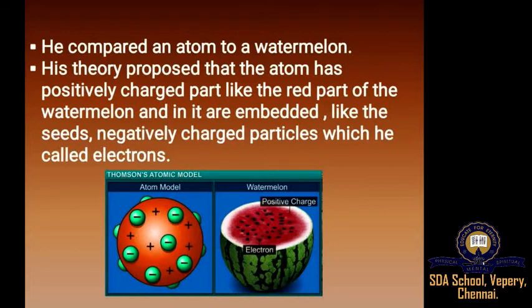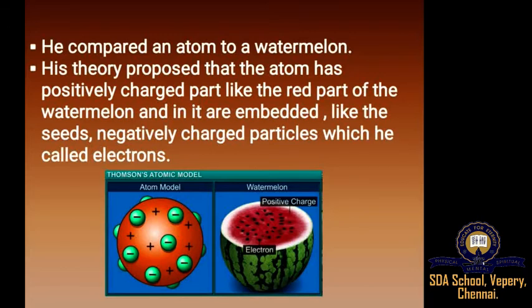His theory proposed that the atoms has positively charged part like the red part of the watermelon. You can see in the picture, watermelon, inside watermelon you have a red color part, right? So he compares that part to be positive charge. Like the seeds, you have seeds embedded in a red color part, right? So he compares the seeds to the negatively charged particles, which he calls them to be electrons.